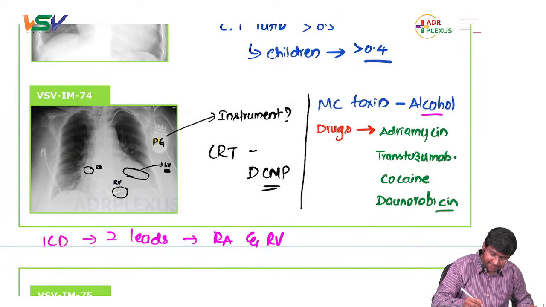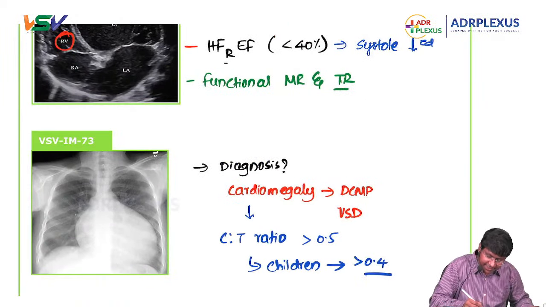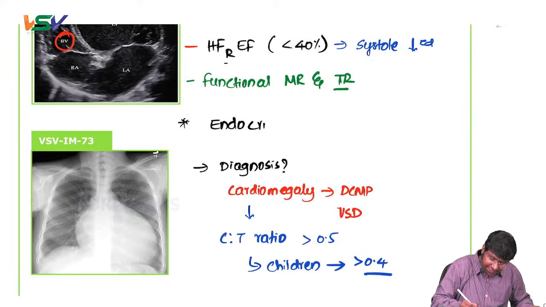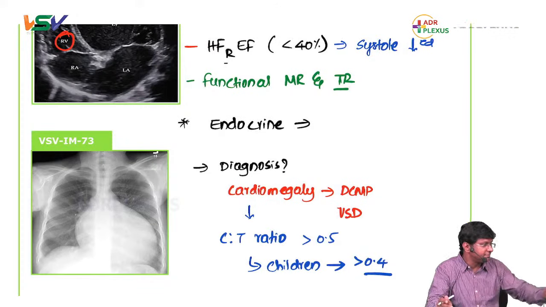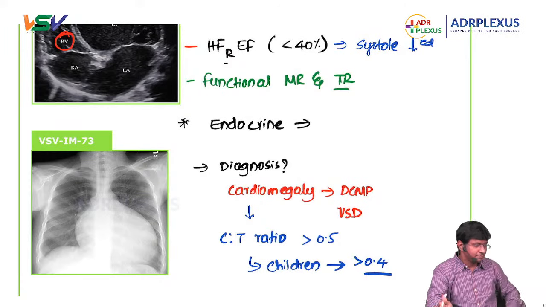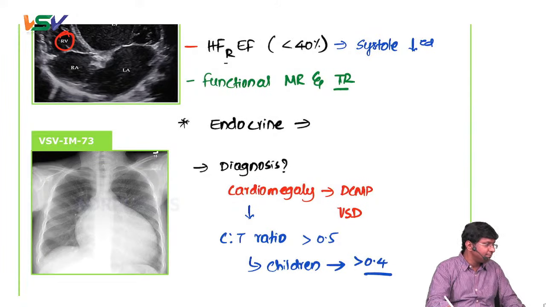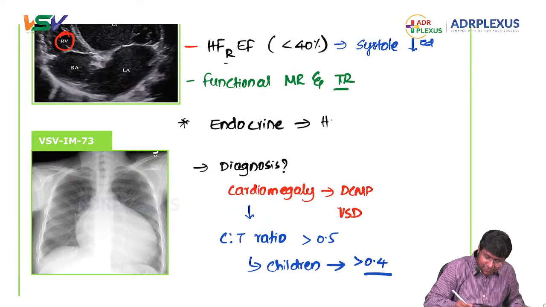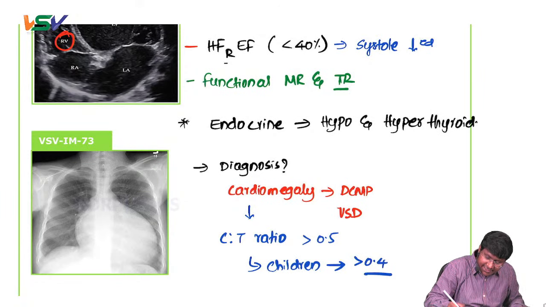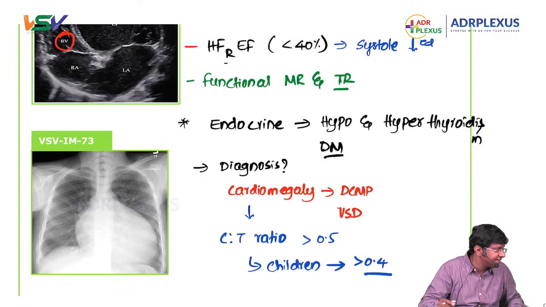Next, tell me, what are the endocrine disorders where you will have dilated cardiomyopathy? Endocrine disorders. Yeah, so you will have it in both the thyroid related disorders, that is in hypothyroidism as well as hyperthyroidism. And the other condition is in patients with diabetes mellitus, you will have the dilated cardiomyopathy, right? Hypo and hyperthyroidism as well as diabetes mellitus.